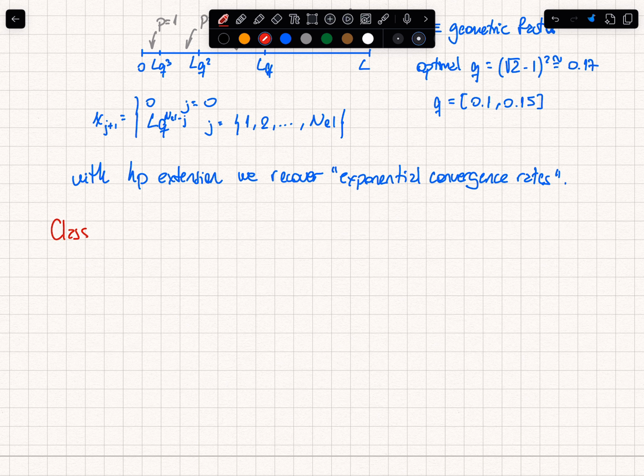So now I'm going to talk about classification of boundary value problems based on regularity. Regularity means essentially how smooth the solution is, right? So the solution is sufficiently regular, that means it's sufficiently smooth, okay?